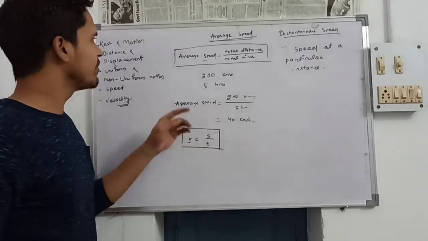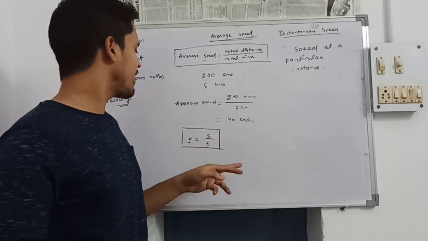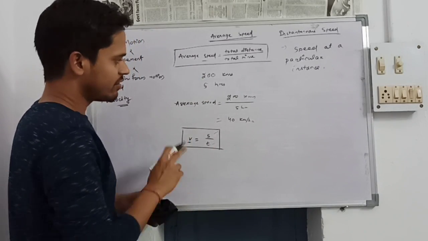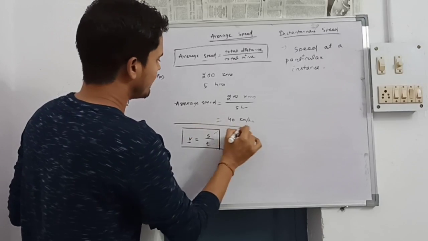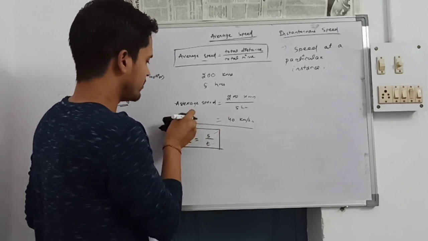So this is about average speed and instantaneous speed. The unit you have remembered. Whether it is scalar or vector, it is scalar because distance is scalar, and these are the formula symbols. Remember this. And if some problems come, then we will solve these problems with this formula.